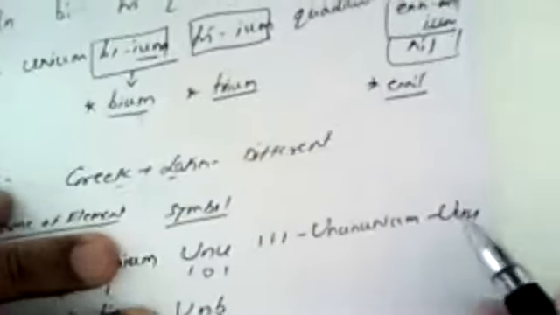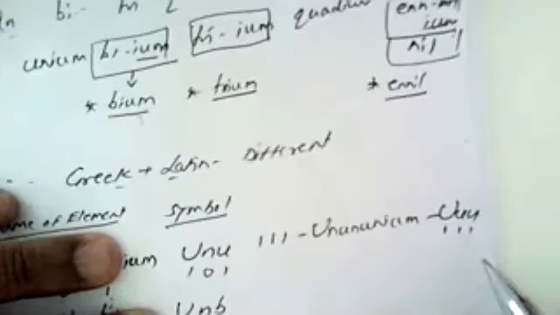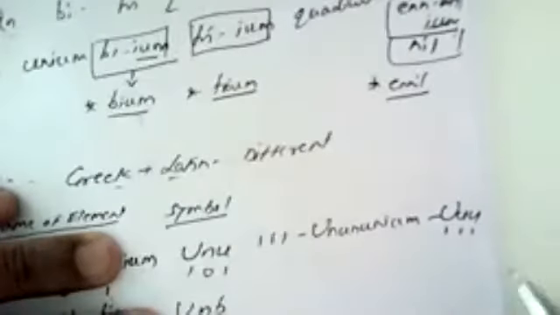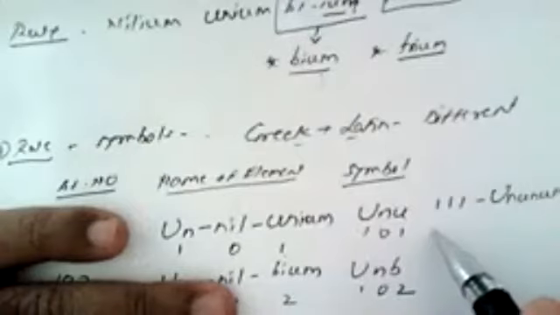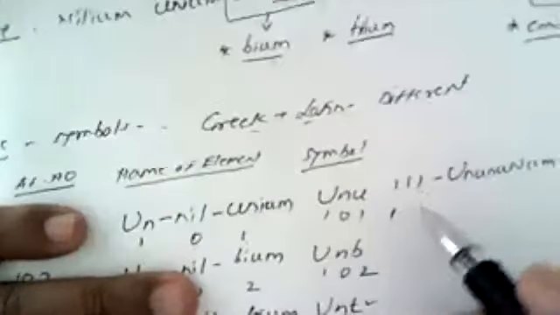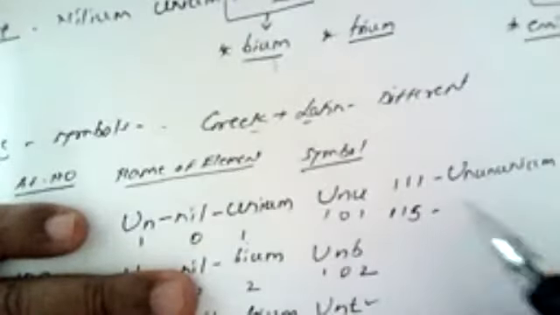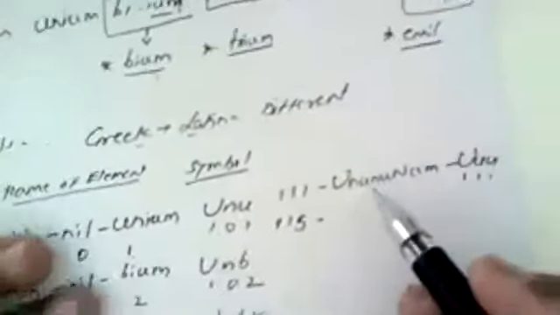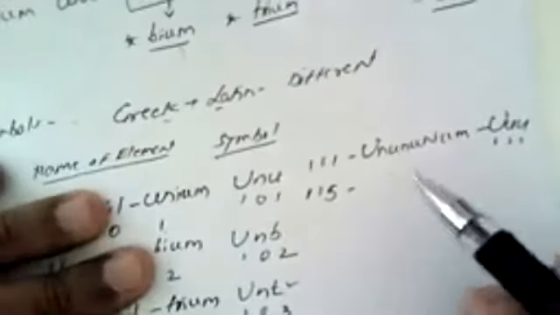And the symbol is very interesting. U. 111. Unium. This is how we can write this as unium. Now I shall jump to 115. You have to arrive at the name.